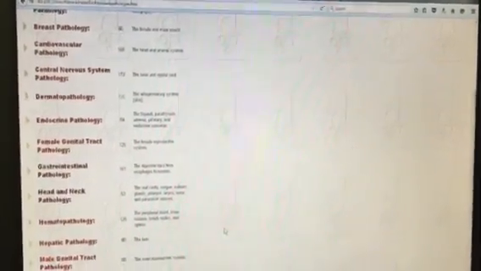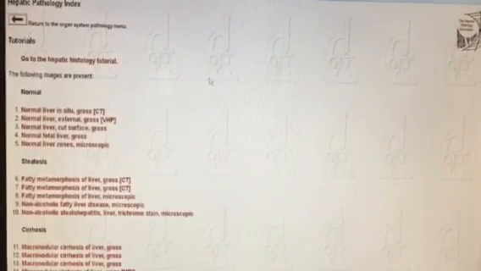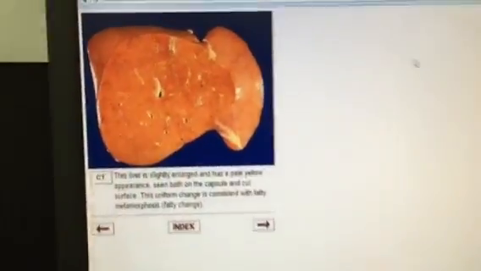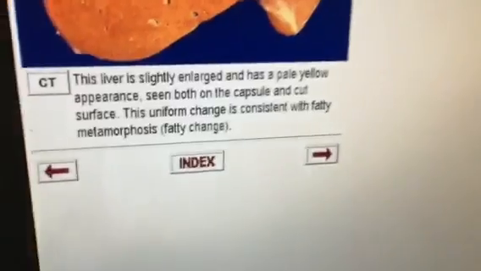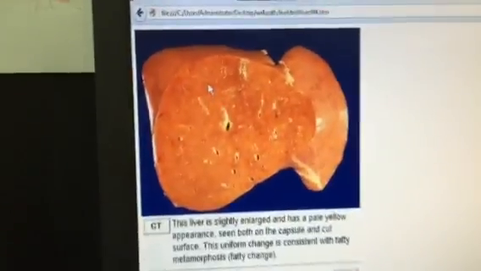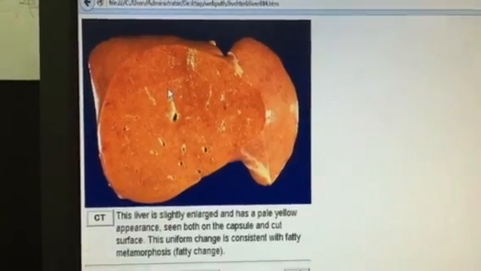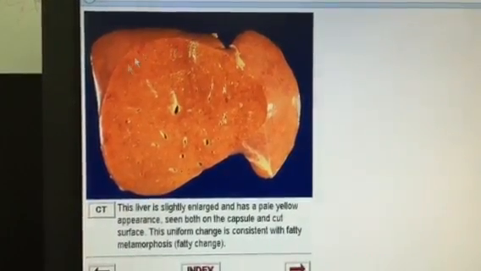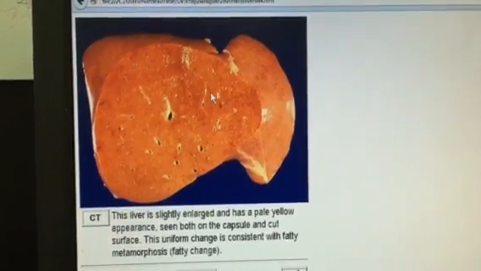One is the liver, and the second is the pancreas. As we can see here, we have a liver photograph. This liver is abnormal. Why? Because the cut sectioning shows a yellow, pale appearance, and this is not the normal appearance of the liver. This appearance also can be seen in the capsule. So this, we call fatty changes of the liver.